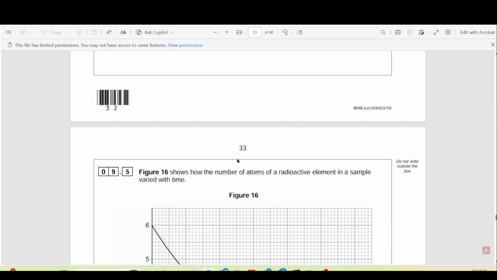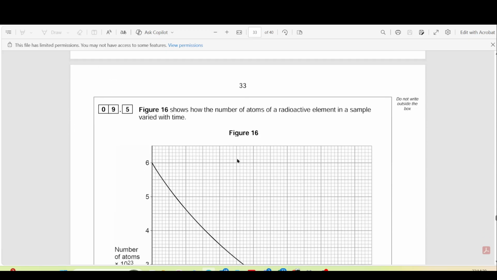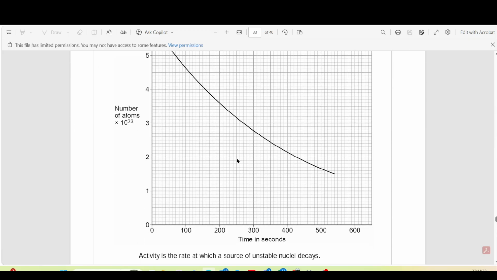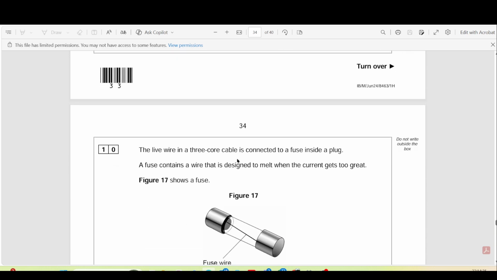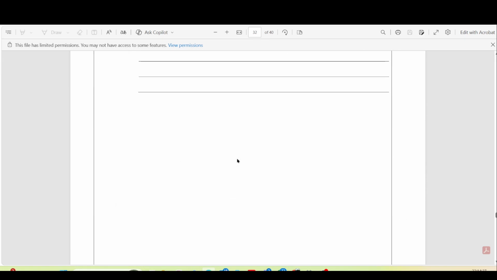Next, give one safety precaution that the teacher would have taken to avoid being contaminated. Which one are we doing?